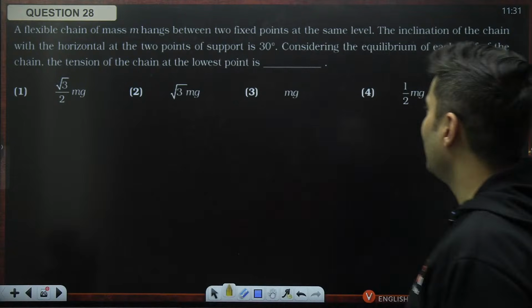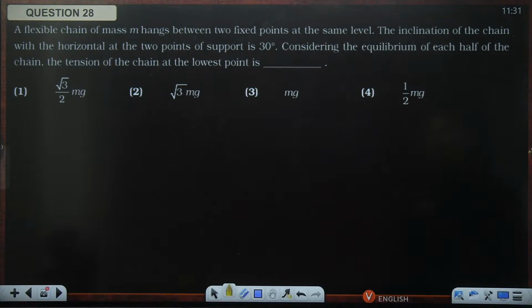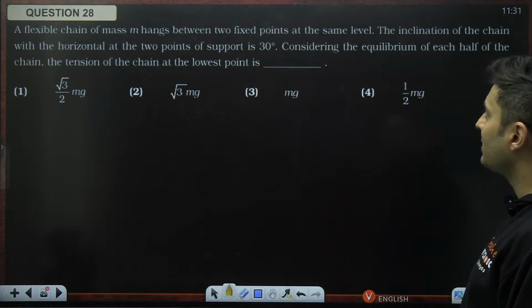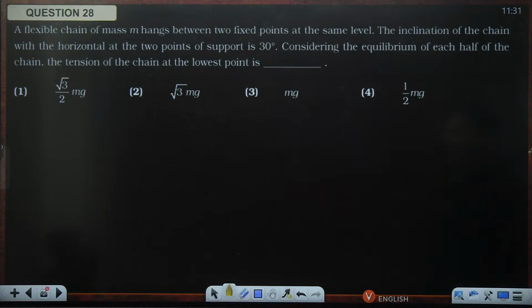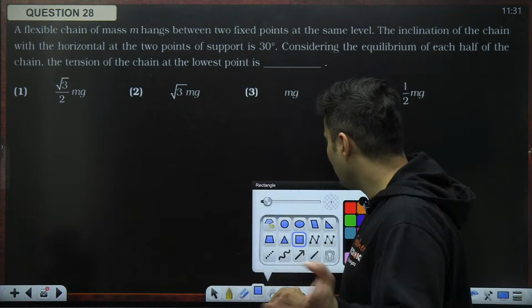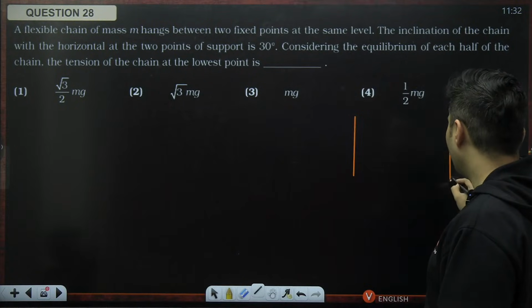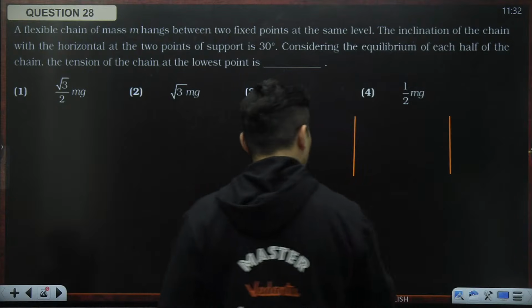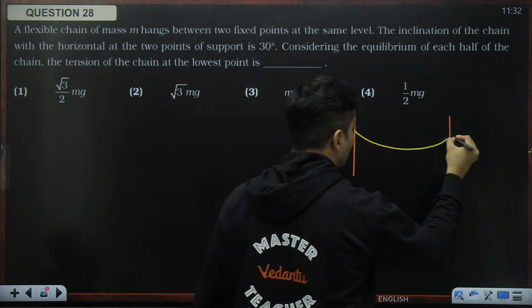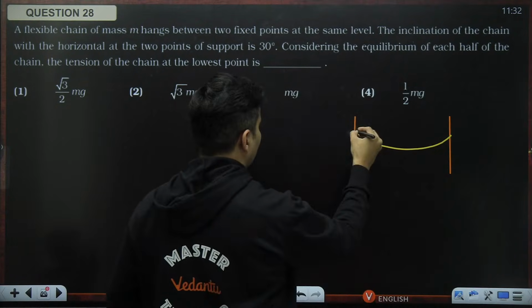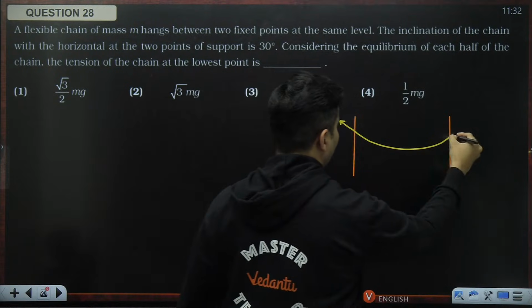A flexible chain hangs between 2 points. The inclination of the chain with the horizontal is 30 degrees. Consider the equilibrium, the tension. This was a question which was asked long time back in JEE. Now they have again repeated it. So wanted you to recollect how to solve it. So first of all, here the tensions will be different.